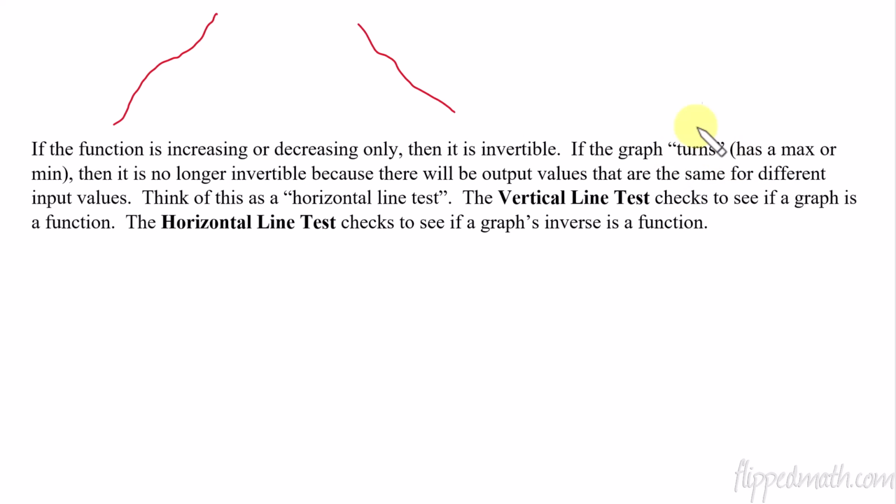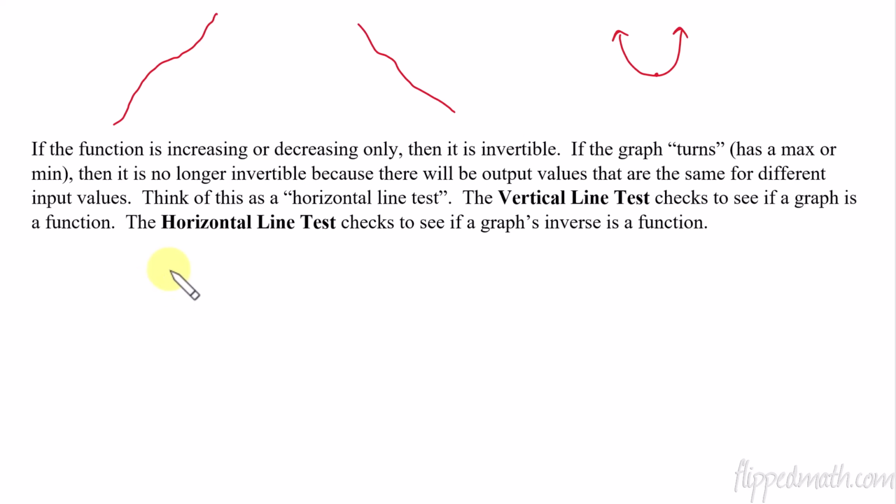If the graph turns, so if I have something like a parabola that turns and has a max or a min, that little minimum right there, that is no longer an invertible function, because there are output values that are the same for different input values. What that means is it would be failing the horizontal line test. So let me show you what I mean.